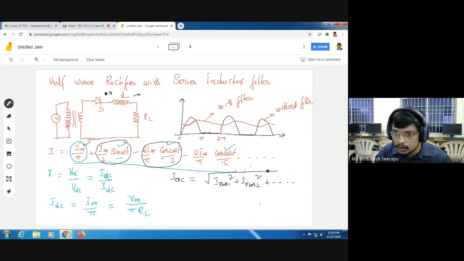So IAC, if so many AC components are there, finally I will find the overall IAC as the root of the sum of squares of the RMS value of the first AC component, the RMS value of the second AC component, and the RMS value of the third AC component. In this way, we will find the overall AC component in multiple AC signals.